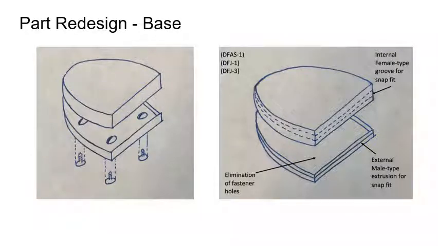The base would have an external male type extrusion for a snap fit, while the base lid would have an internal female type groove for a snap fit. The design guidelines that helped in this were DFAS 1, DFJ 1, and 3.